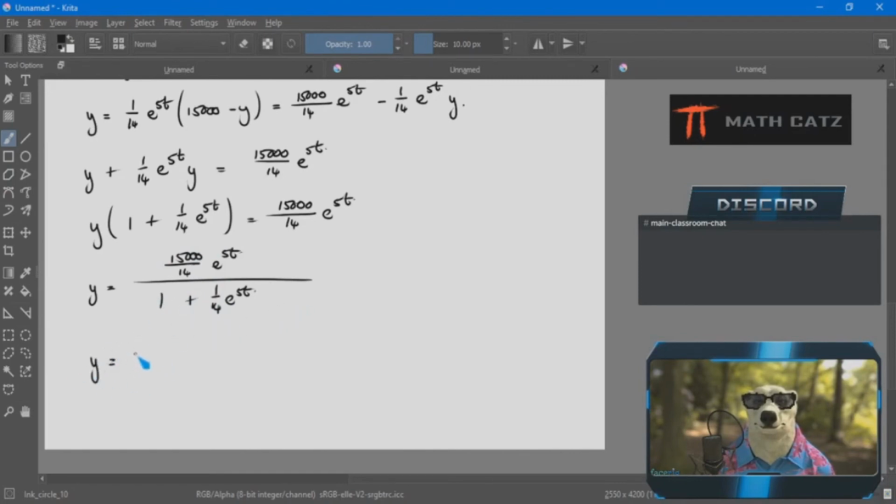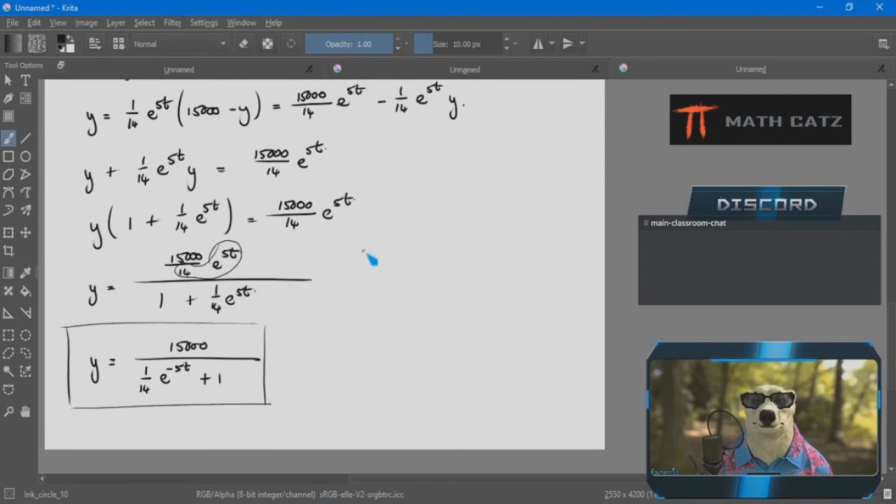There's a lot of repetition here. So I divide throughout by this on both sides in this fraction to get 15,000 over 1 over 14 e to the negative 5t plus 1, just to make it look like the standard version of the logistic equation.